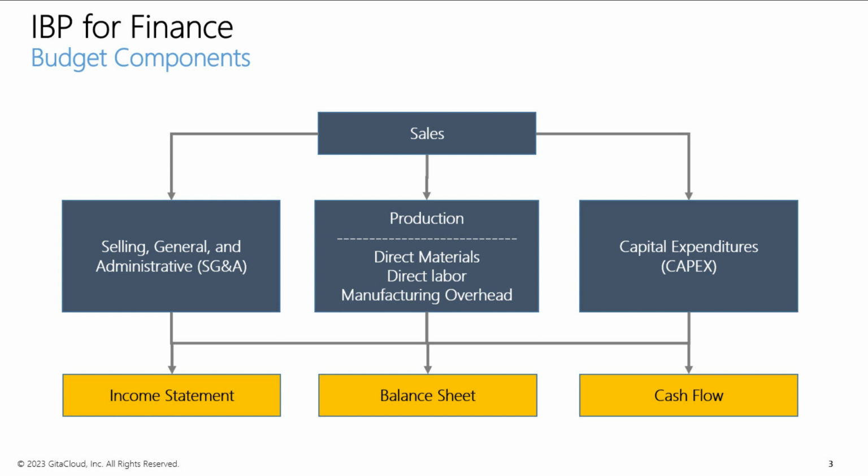Let's review the key components of an annual budget. We start with a sales budget. This is equivalent to the consensus demand plan. Sales budget along with desired finished goods inventory levels drives the production budget. This is equivalent to a master production schedule, MPS. Production budget then drives the direct materials, direct labor, and manufacturing overhead budgets. This is equivalent to an MRP explosion of the MPS.